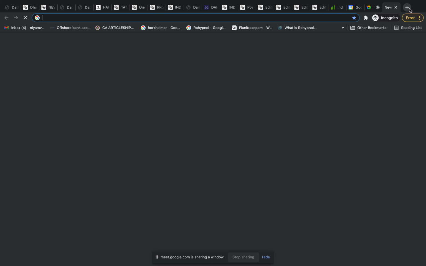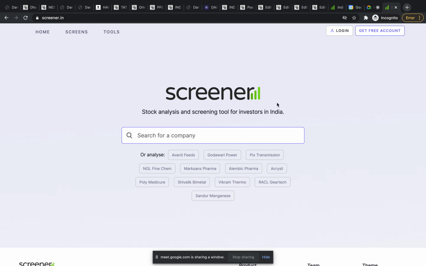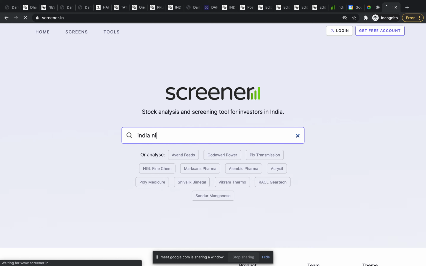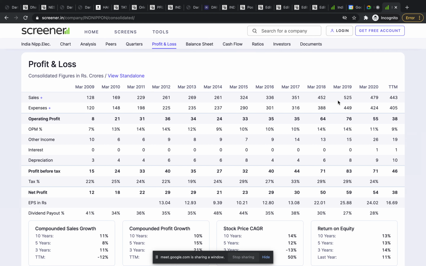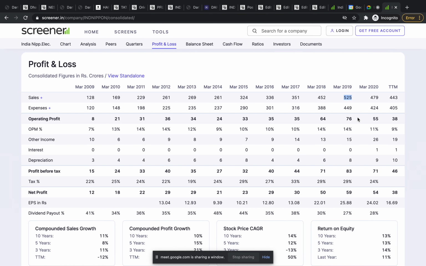So what is the pre-COVID level? If we check, the sales of the company in March 2019 were 525 crore rupees. If we add 10% to that 525 crores, the sales is expected at 577.5 crore rupees for the year ending March 2021, that is this year.